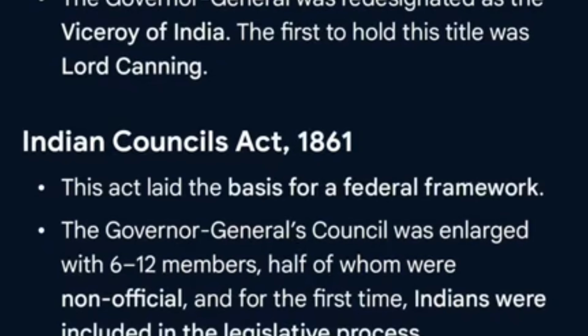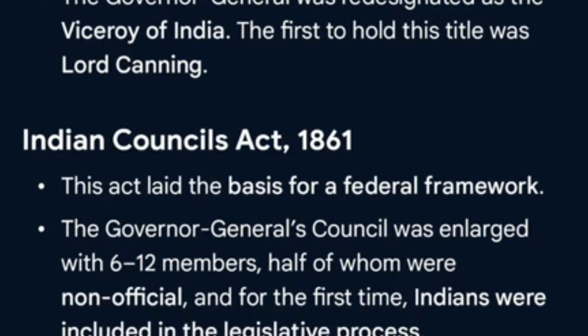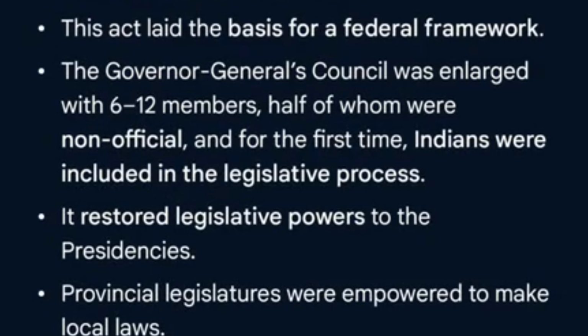Indian Councils Act 1861: This act laid the basis for a federal framework. The Governor-General's Council was enlarged with 6 to 12 members, half of whom were non-official, and for the first time, Indians were included in the legislative process. It restored legislative powers to the presidencies. Provincial legislatures were empowered to make local laws.